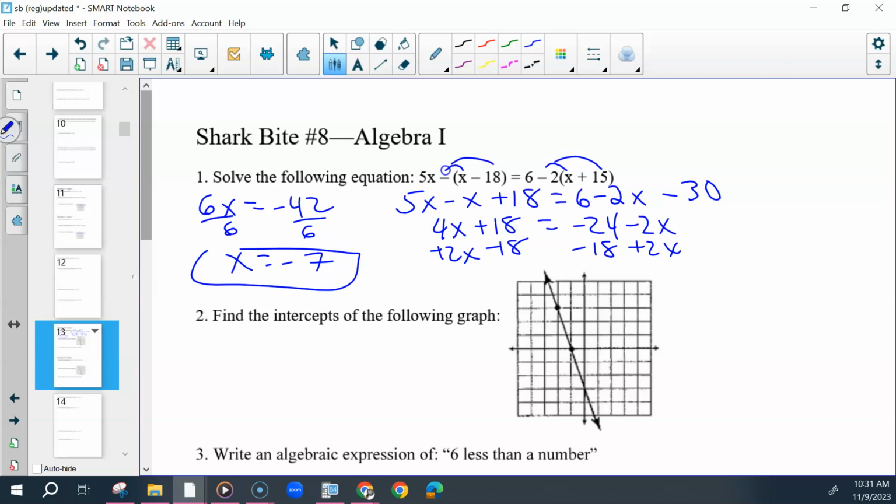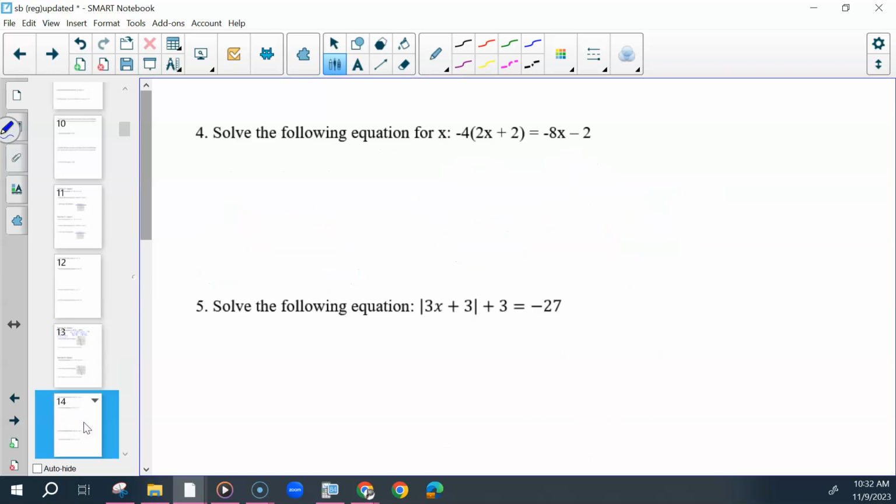For number 4, you also needed to solve this one. Distribute, we have negative 8x minus 8 equals negative 8x minus 2. At this point, how many solutions would we have? Not infinitely many. Not 1, it would be no solution, because we have the same coefficient but different constants. So at this point, you could stop and say no solution.